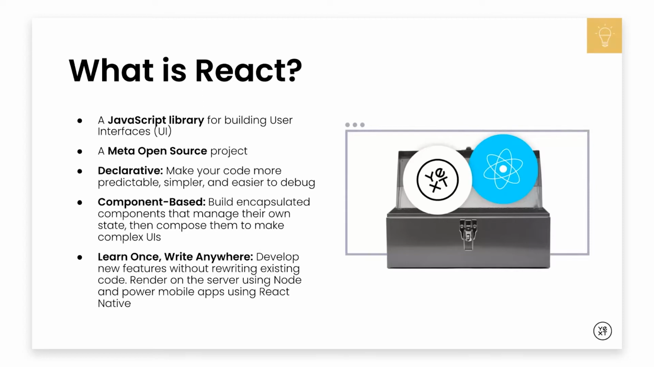Its popularity is due to a number of things, but in particular, it's declarative, which can make the code needed to write your UI simple and easy to debug. It's component-based, that allows you to build encapsulated components that work independently and then add them together to build a more complex UI.